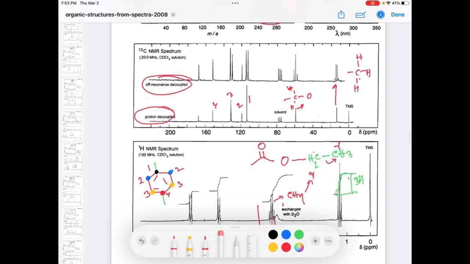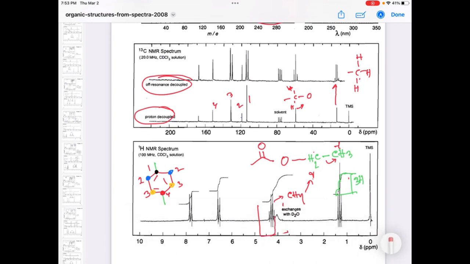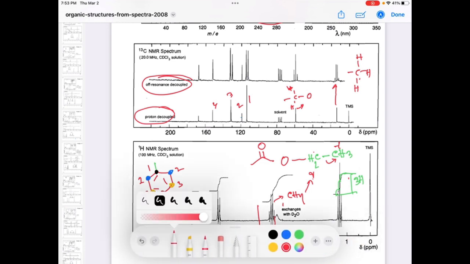And since we have 1 carbonyl group here, that carbonyl peak is here, at about 165. Another thing: 162 to 171, something like this, or 175, are ester carbonyl groups.